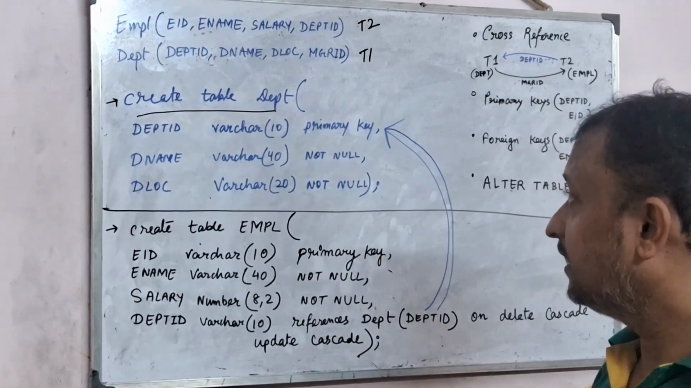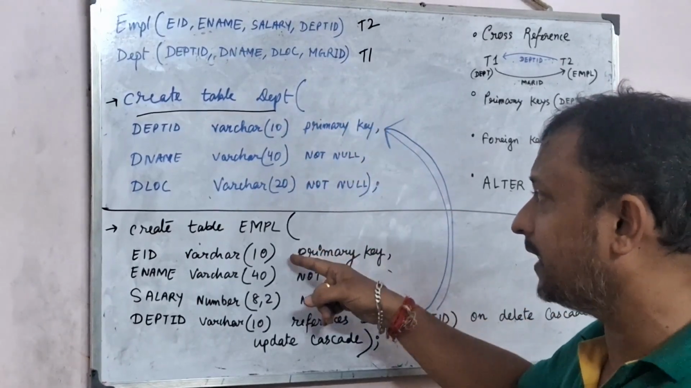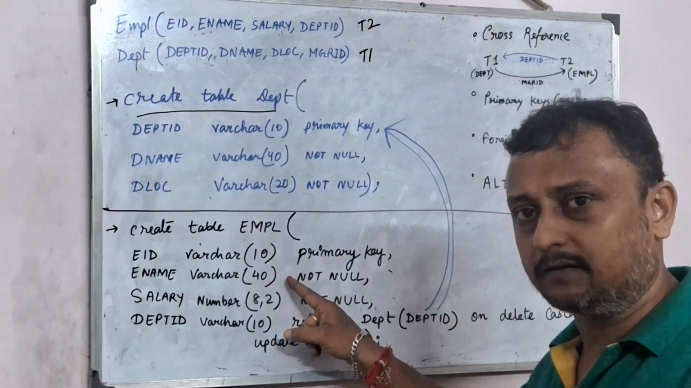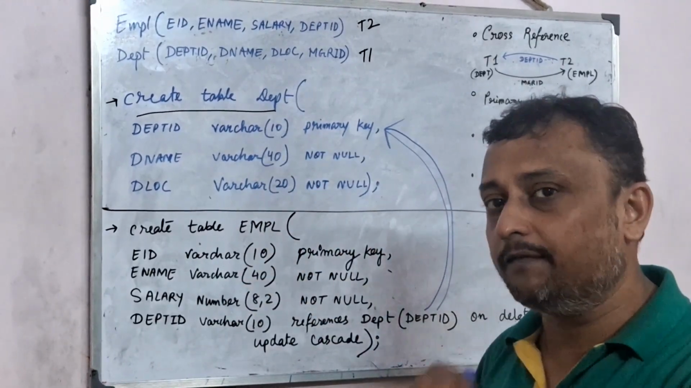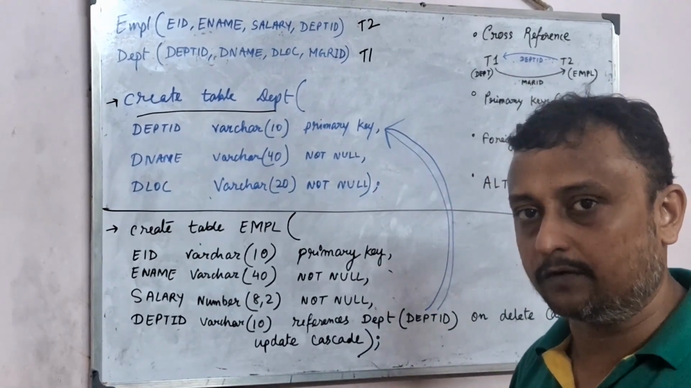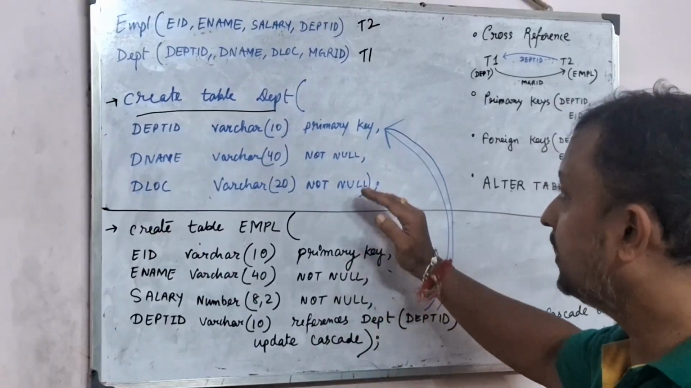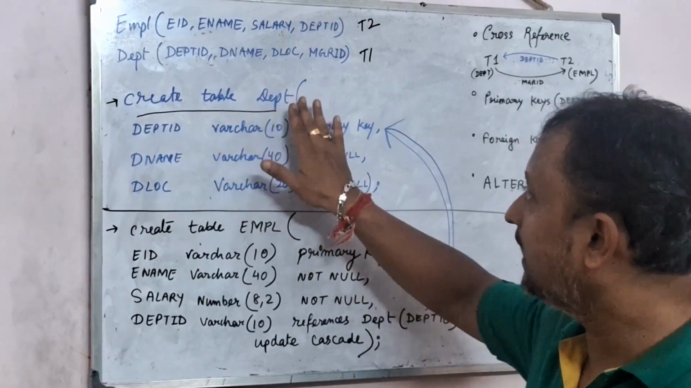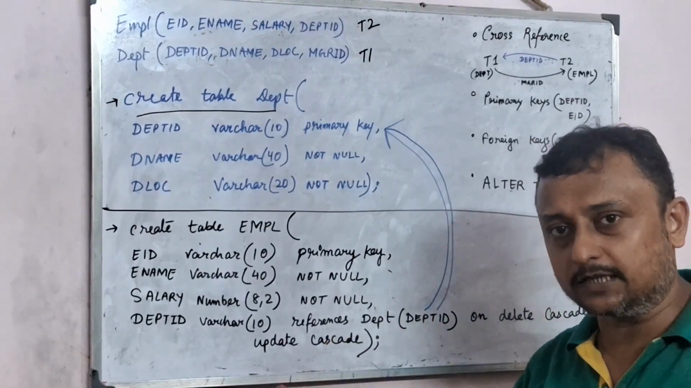If we see that table 1 DPT ID is providing support to table 2 EMPL here, but if we reverse the scenario, then it is very difficult to choose which one should be created first, and that is the problem regarding cross reference. So we are choosing the first table as T1. Now how to solve the cross reference problem, I will explain later.